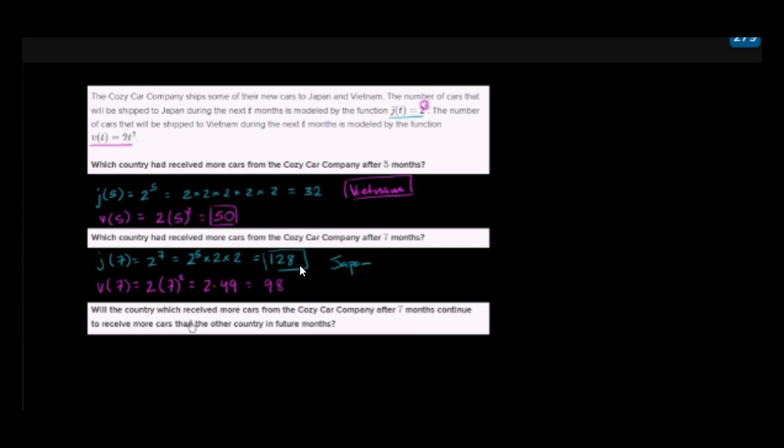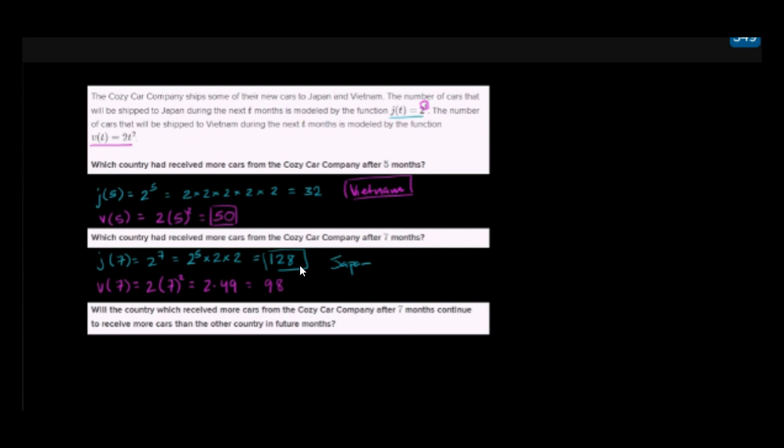Which country will have received more cars from the Cozy Car Company? Will the country which received more cars from the Cozy Car Company after 7 months continue to receive more cars than the other country in future months? Yeah, absolutely. Once the exponential function passes up the quadratic function, it just goes faster. It just keeps increasing at a faster and faster rate.